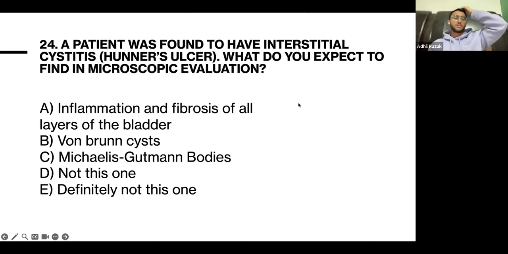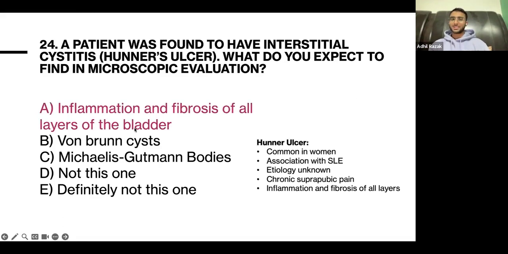Another rapid fire question, I guess. A patient was found to have interstitial cystitis or Hunner's ulcers. What do you expect to find in the microscopic evaluation in this patient? The answer is A. It is inflammation and fibrosis of all layers of the bladder.